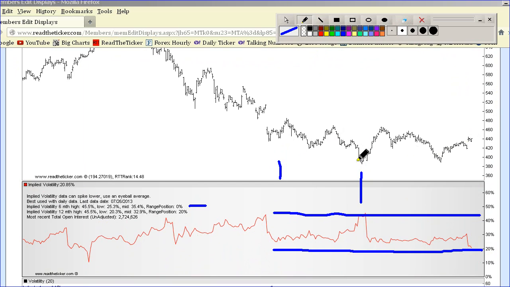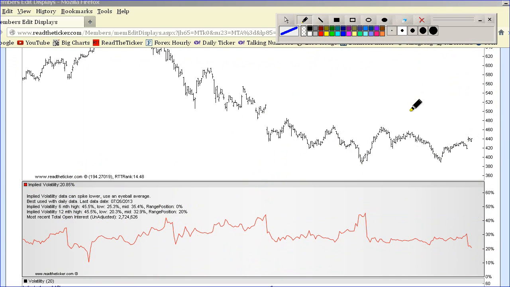This event here, as you can see, Apple sold off, implied volatility skyrocketed. Obviously some news event, I don't think it was earnings, but I'm pretty sure this was earnings down here. This spike in implied volatility, that was earnings, and so was that, and so was that.